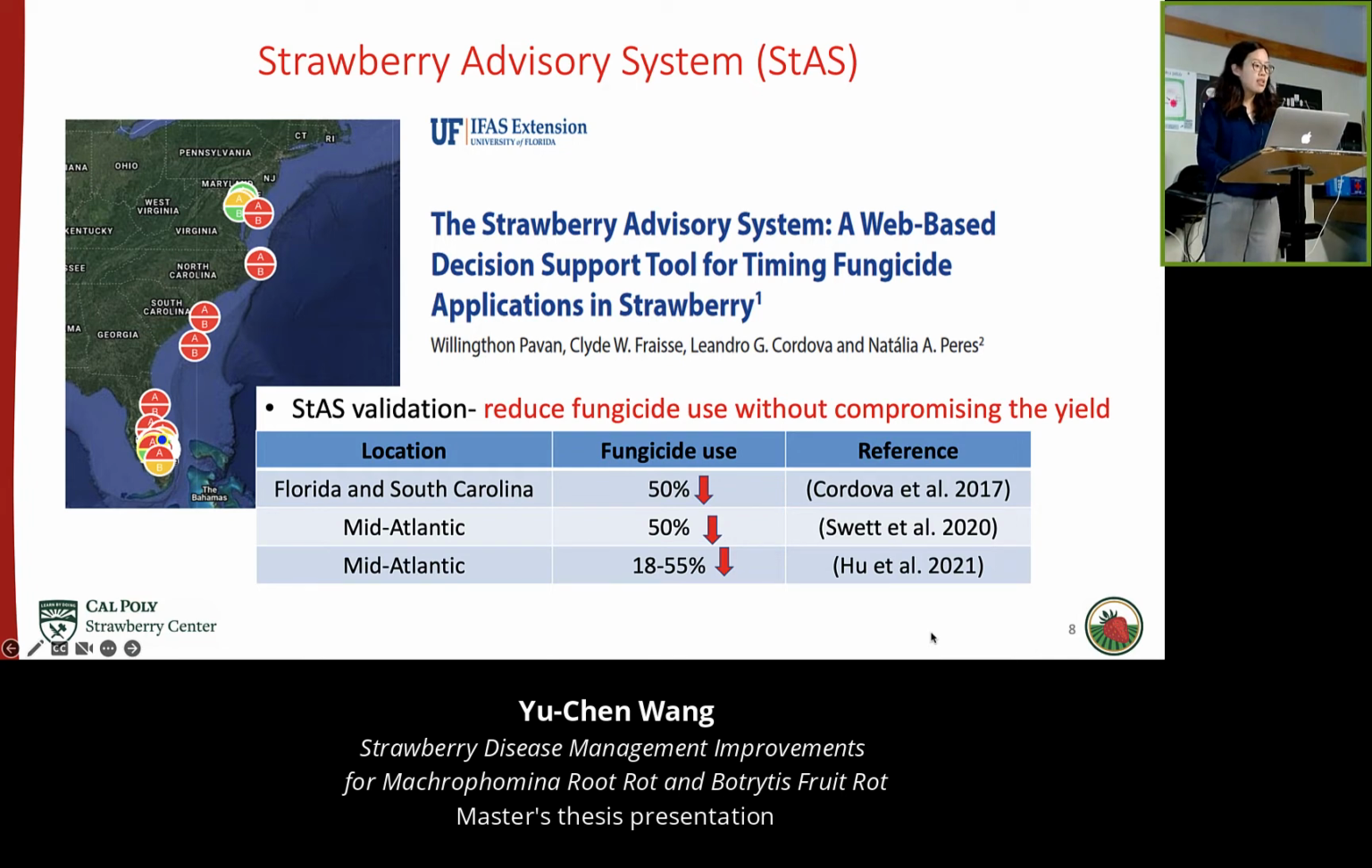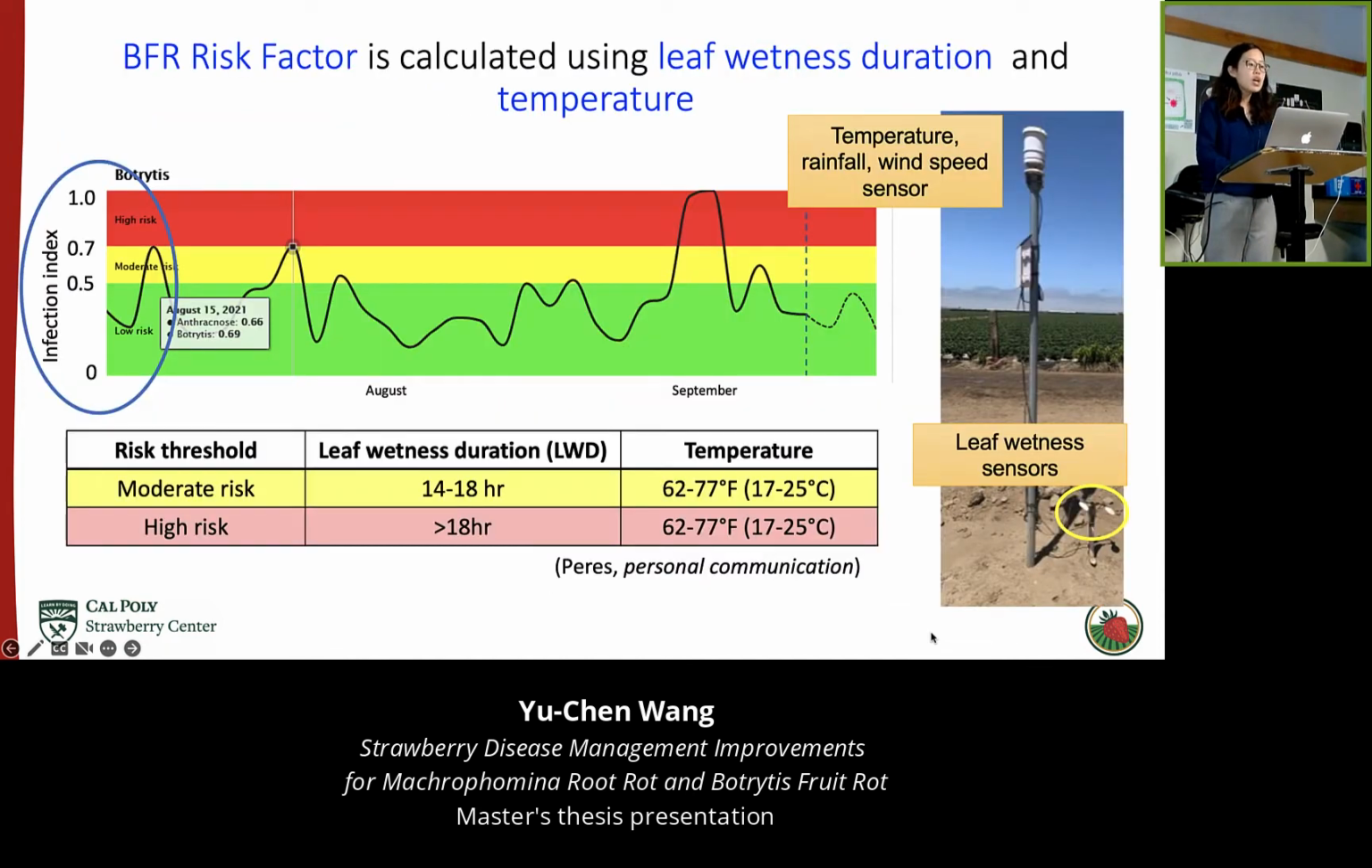And we can see that on the map. These are the areas where the system is active. Each circle indicates a weather station that has the system working and provides real-time risk regarding the disease. A is for anthracnose and B is for botrytis, and the color indicates the risk. If it's showing green, that means the risk is low. If it's yellow, the risk is moderate, and if it's red, the risk is high.